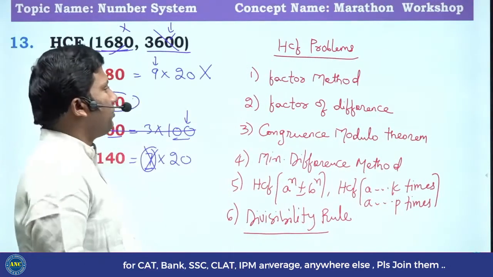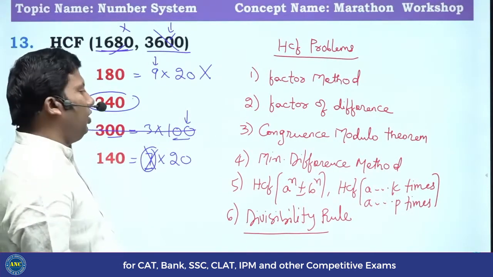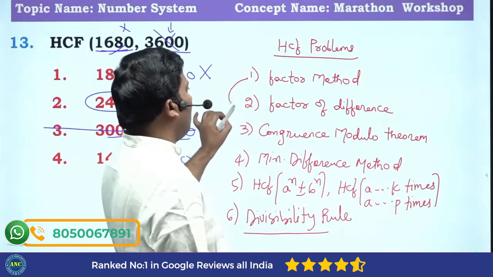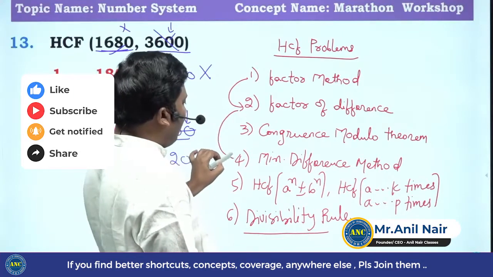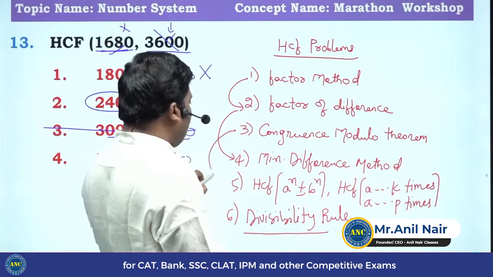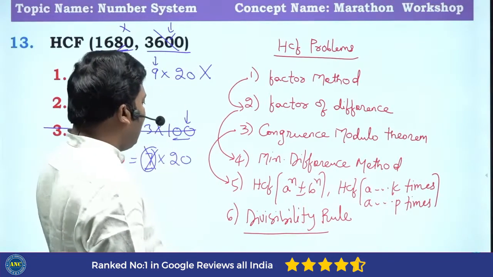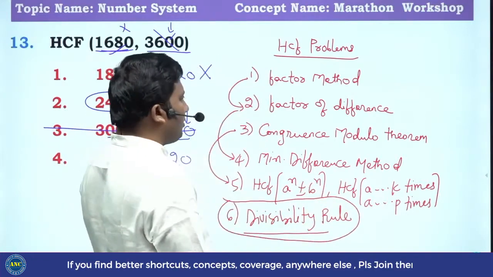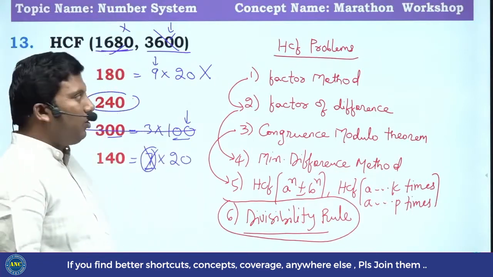Factor method, factor of difference method, congruence modulo method, minimum difference method. There is a drawback in method 1, so I went to method 2. There is a drawback in method 2, so I went to the minimum difference method. Then the congruence modulo theorem, and method number 5 uses divisibility rules. The definition of a factor is that it divides every other number. I hope it is clear.